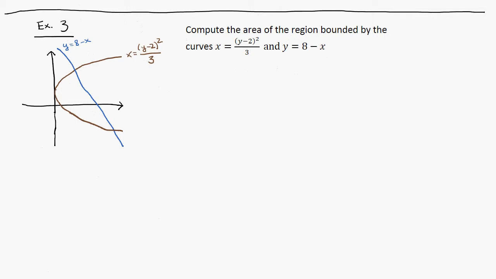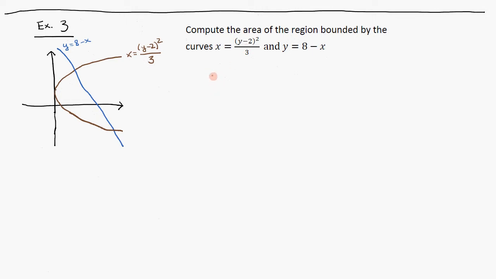If you look at the region, you can see that it's oriented in the perfect way to set up the integral with respect to y. However, what I'm going to do is set up the integral with respect to both x and y, so we can see the difference between the two methods. To set up the integral with respect to x, I have to first rewrite each equation so that it's in the form y as a function of x.